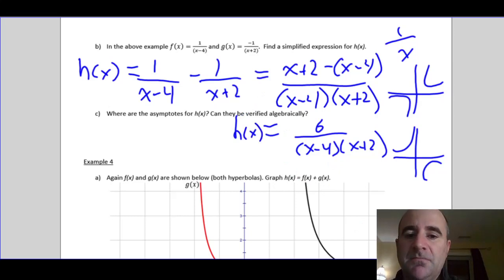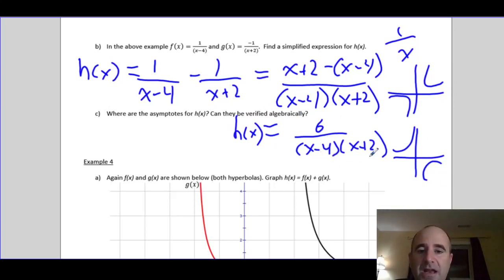That's our equation. Now, there are asymptotes on h of x. You should clearly see from this equation that there are asymptotes at x equals 4 and x equals -2. And they're the same asymptotes you had from these two graphs. So when you add two equations together, any asymptotes those equations have are going to show up in your final graph as well, in your final equation.